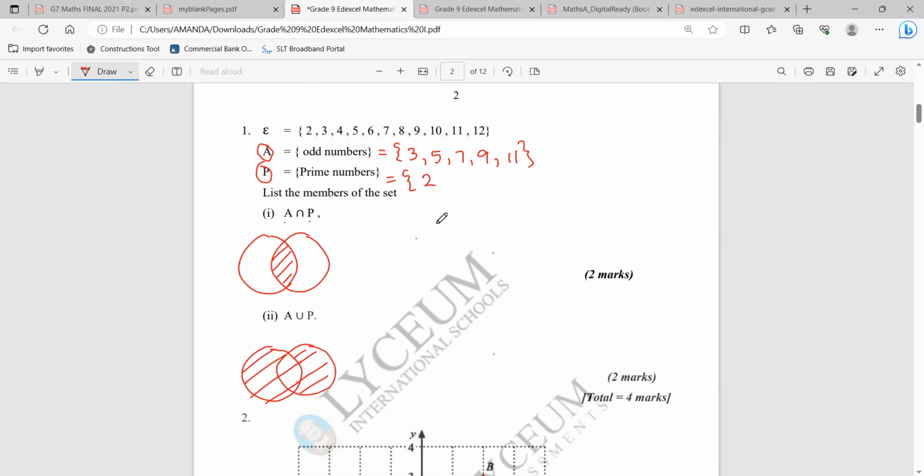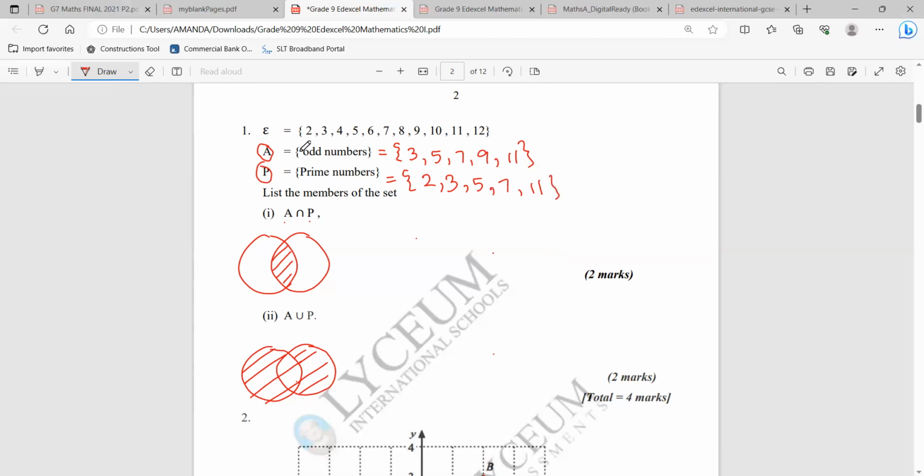2 is a prime number. And then 3. And then we have 5. 5 is a prime number. And then 7. 9 is not a prime number, even though it's an odd number. And then we have 11. So these are the prime numbers, right? 3, 5, 7, 11 are the prime numbers.